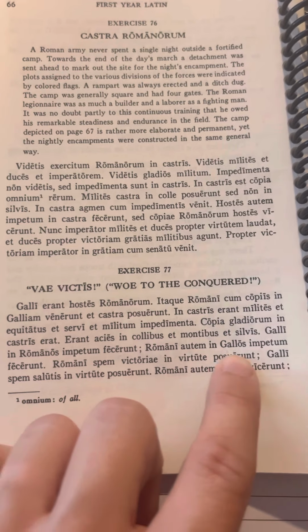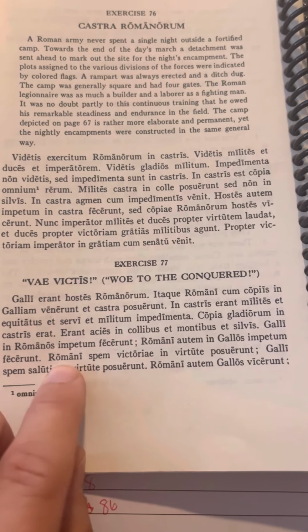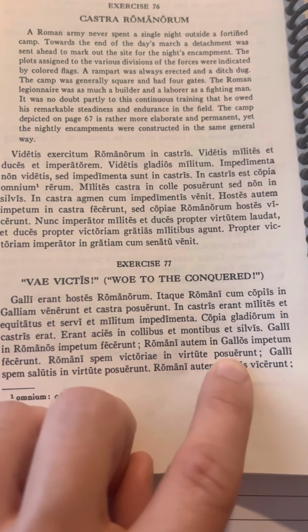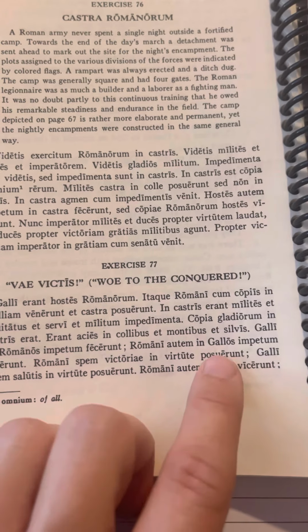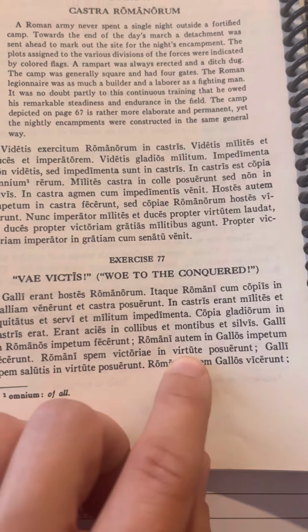Romani autem in Gallos impetum fecerunt. The Romans, however, made an attack on the Gauls. Romani spem victoriae in virtute posuerunt. The Romans placed hope of victory in virtue.